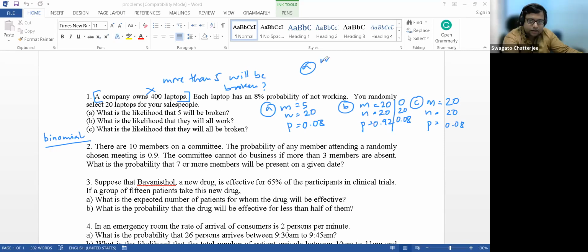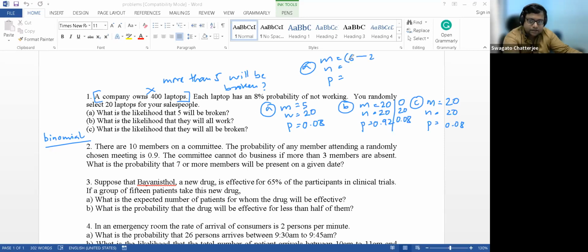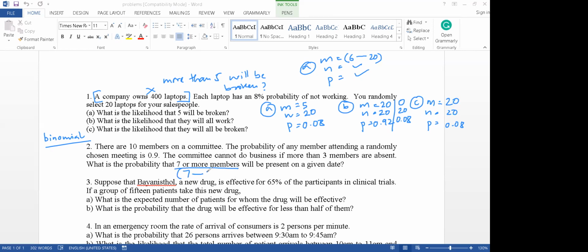We will have to do a summation. That means, what will be the value of m? So m would range from more than 5, so it would be 6 to 20. Yes. Fair enough. Good. So either be the 7 or more. 7 or more means from 7 up to what? Up to 10.